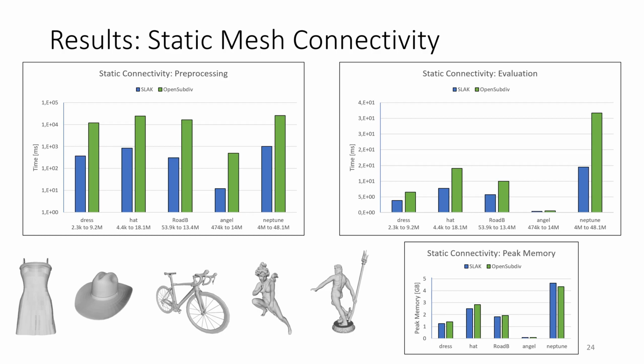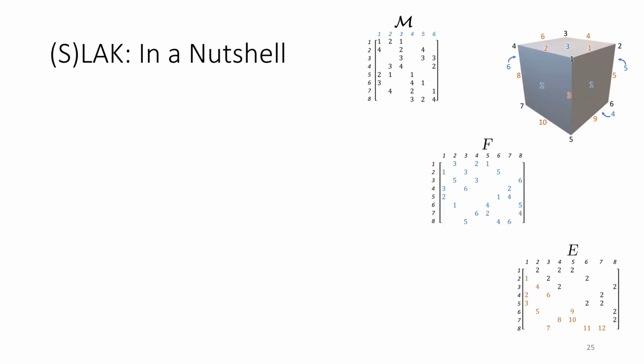These results indicate that Slag can not just be used in cases where the mesh connectivity changes frequently, but also for subdivision of animated meshes during rendering. This almost concludes my talk today.